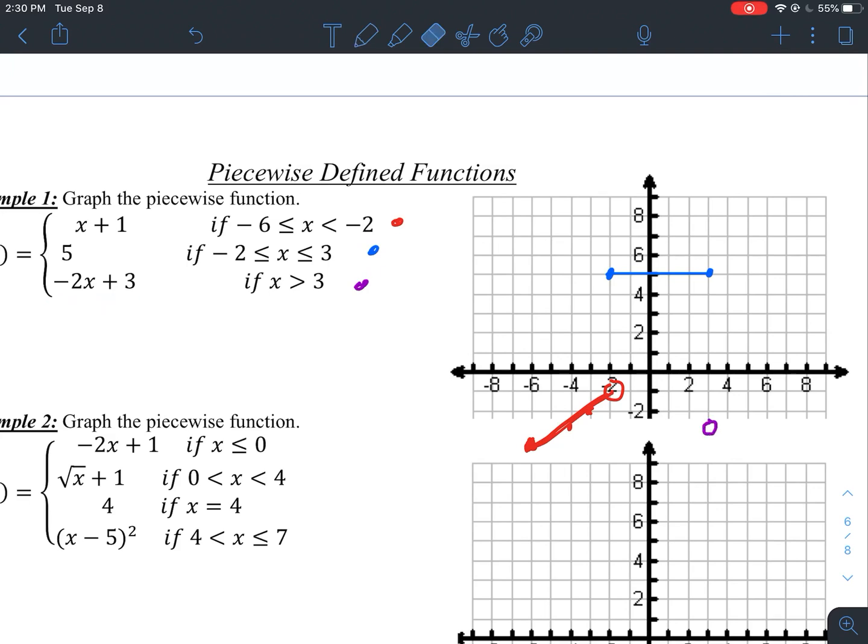And if you need to keep putting more points in, you're welcome to do so as well until you have a good handle of what that looks like. Basically, it's going to be just sloping down forever, like this, with a slope of negative 2. And that's what that graph will look like.